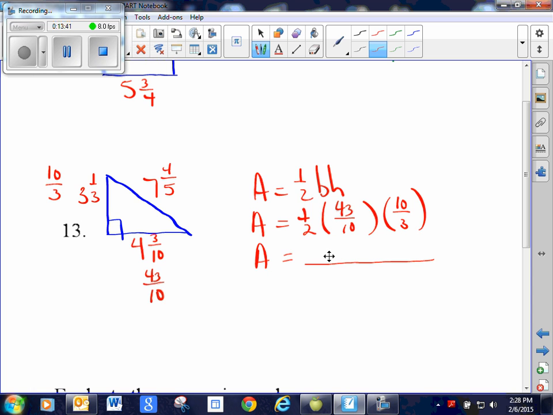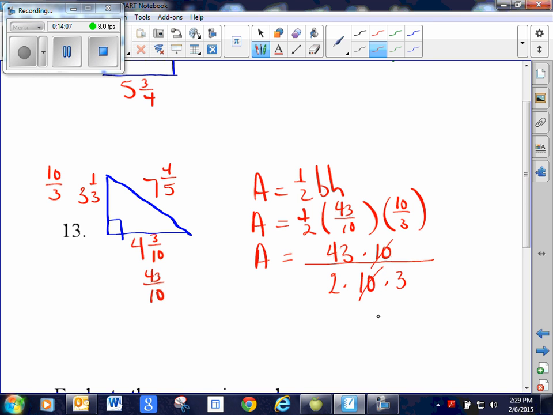43 is a prime number. I can't do too much with 43. But 10 I can make, well, actually, I'm not going to make him 5 times 2 because, look, there's a 10 in the numerator and a 10 in the denominator. They'll cancel nicely. I just said I wasn't going to make that 5 times 2. And I won't. So the 10s cancel, and we're about done.